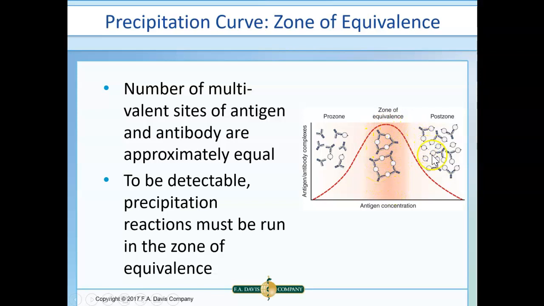As we move to postzone, this is where we have excess antigen. There's so much that you almost can't see the reaction because there's way too much antigen present. On the other side, we have prozone, where there's way too many antibodies, where we may not be able to see a reaction. Ideally, we want to be in the zone of equivalence, which is where we will see the best precipitation or agglutination happening.